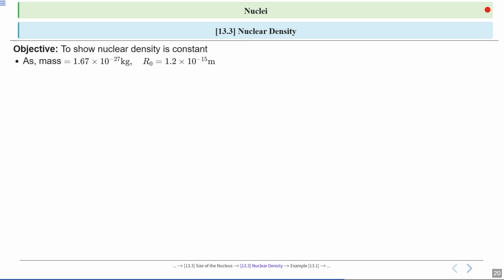So now let's look at the values we will use. The mass of a nucleon, which is either a proton or a neutron, is about 1.67 times 10 to the power minus 27 kilograms. The typical radius constant for a nucleus, R0, is 1.2 times 10 to the power minus 15 meters. Now let's set up the formula for nuclear density. Density, which we write as rho, is mass divided by volume. Our formula becomes rho equals 3 times mass divided by 4 times pi times R0 cube. Here m is the mass of a nucleon and R0 is the radius constant.